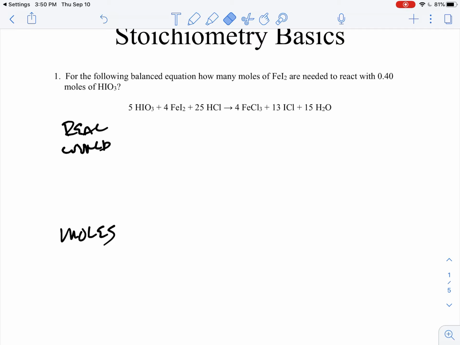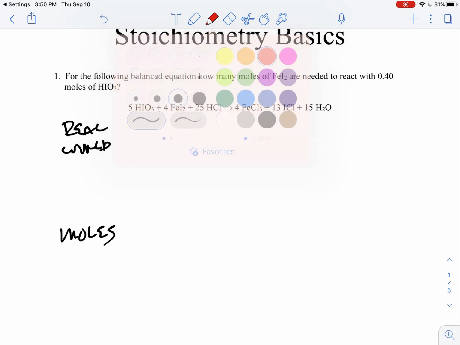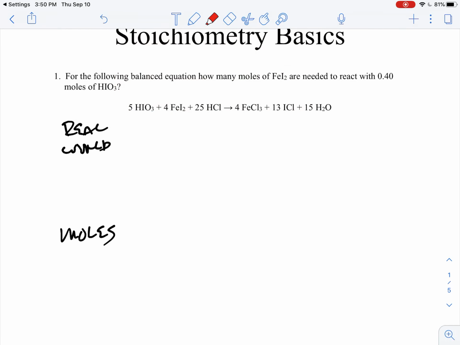So, pardon me, looks like we are interested in FeI2, and we are interested in HIO3 here. Those are the 2 things that we care about. And it wants moles, and it wants moles. So this is an easy one. So apparently, it says how many moles of FeI2, so I don't know how many moles are there, but I was given 0.40 moles of the HIO3.